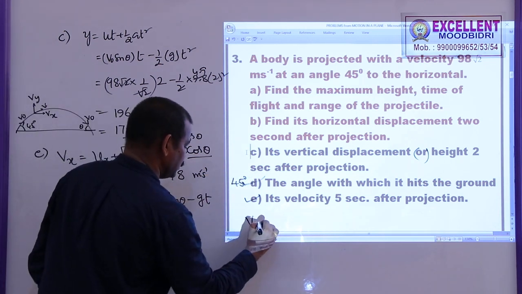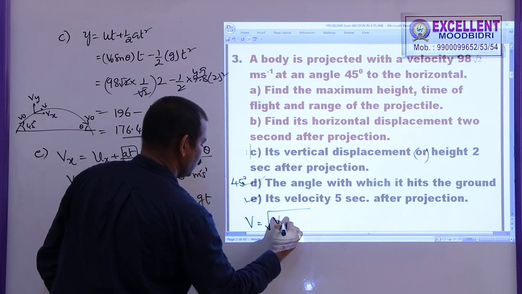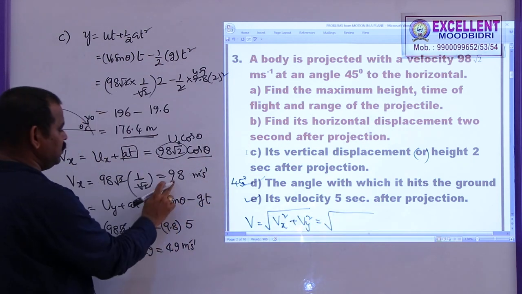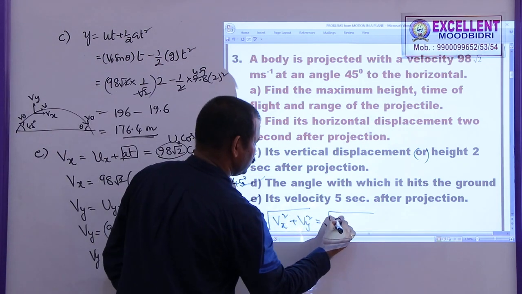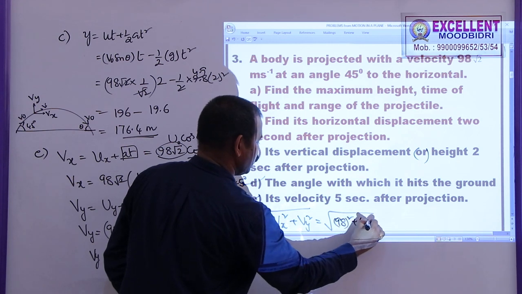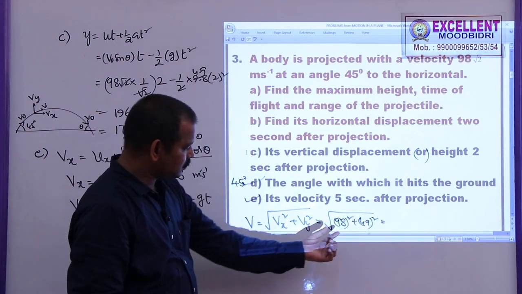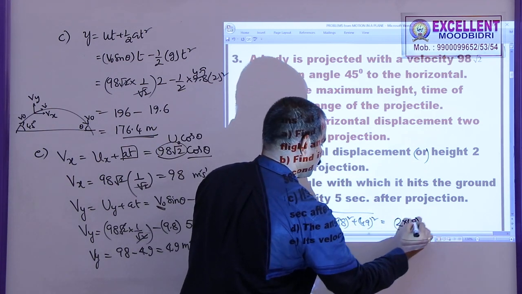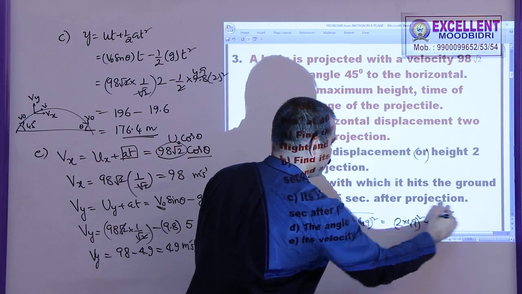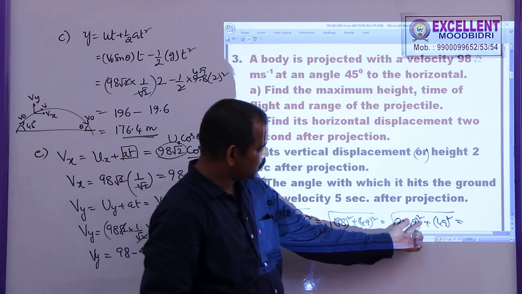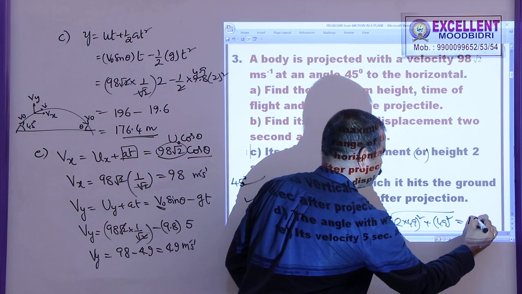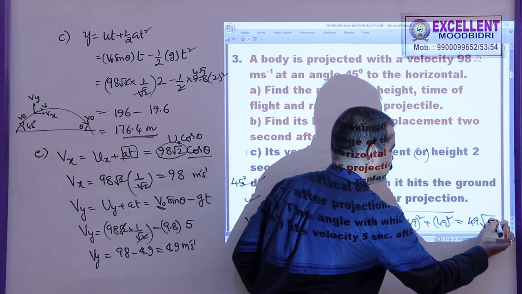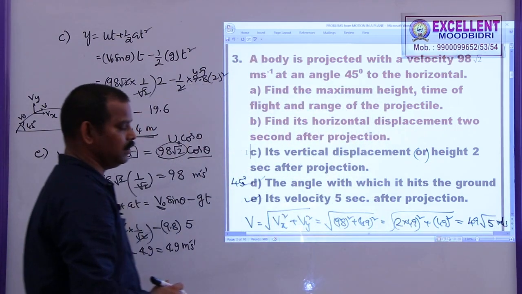So the total velocity after 5 seconds is root over velocity along x-axis square plus velocity along y-axis square. So this will be 98 square plus 49 square. You can see this one, this is 49, this is 2 into 49. So this is 2 into 49 whole square plus 49 whole square. So you can see this 49 square, you can take 49 outside. The remaining terms are 2 square plus 1, root 5. So the answer is 49 root 5 meter per second.